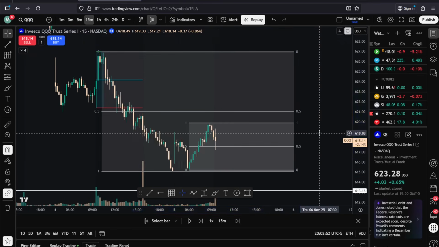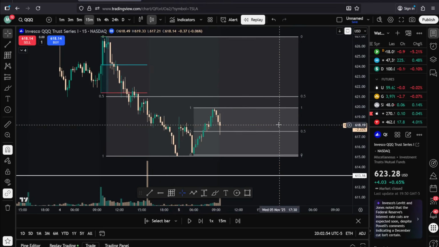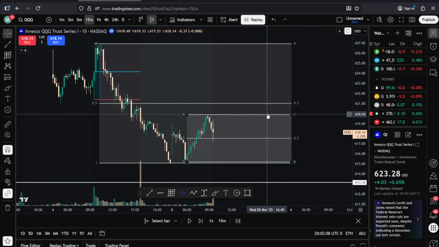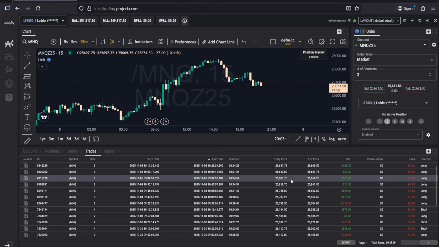What I went into the day with was pretty much no bias. We opened flat, we had no upside bias, no downside bias. What I wanted to do was see if we got either a previous day's 50 or London 50 retest. The first one that we got was the London 50. I entered a 3 MNQ long there. That is going to be this first trade here.